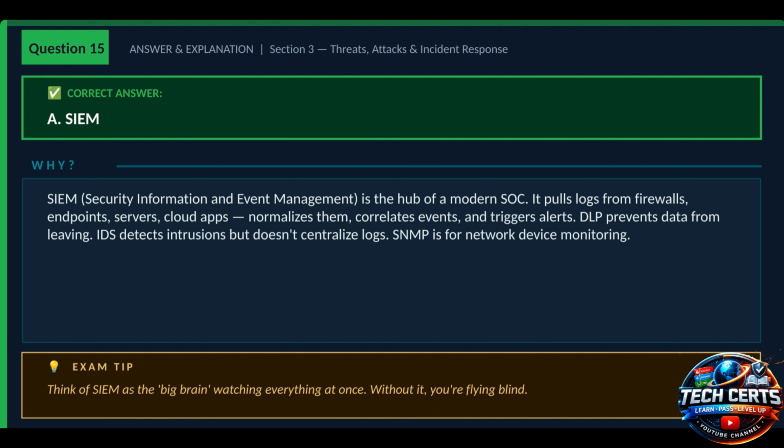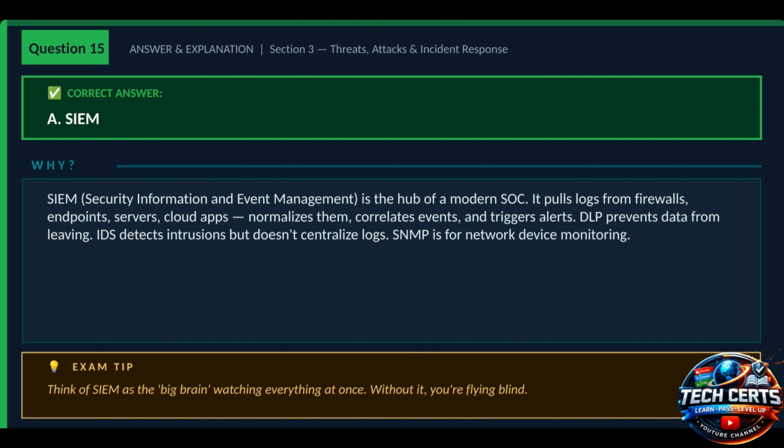SIEM stands for Security Information and Event Management. It's the hub of a modern security operations center. It pulls logs from firewalls, endpoints, servers, cloud apps, normalizes them, correlates events, and triggers alerts when something looks suspicious.